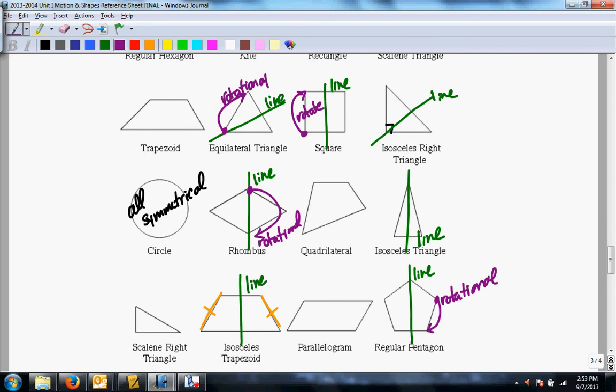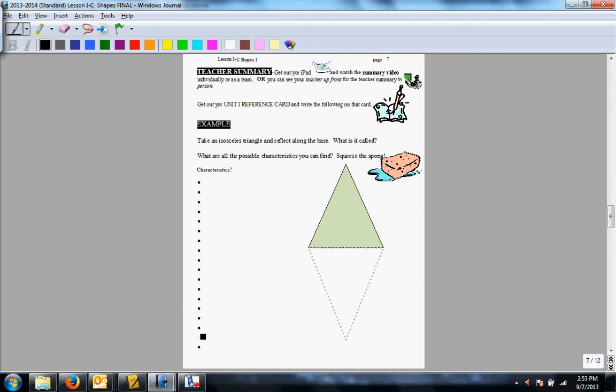Now, using the concepts that we've studied, let's come to one example of what I want you to do for your homework tonight. It says right here that we're going to take an isosceles triangle and reflect it along the base. And ask yourself, what is it called? What are all the possible characteristics? What can you find? Isosceles means you have two equal sides, and the non-equal side is called the base. So that blue would be a base.